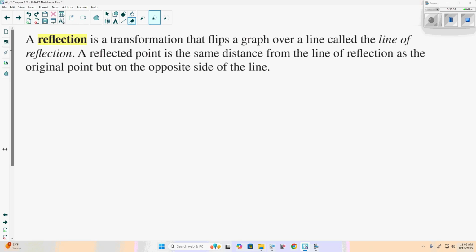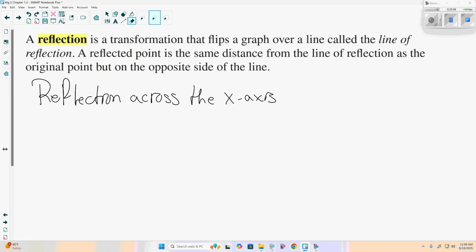Now the next type of transformation we have is reflection. A reflection is a transformation that flips a graph over a line called the line of reflection. A reflected point is the same distance from the line of reflection as the original point, but on the opposite side of the line. So if it's on one side, it's now on the other. Now the main one we'll have here is reflection across the x-axis.